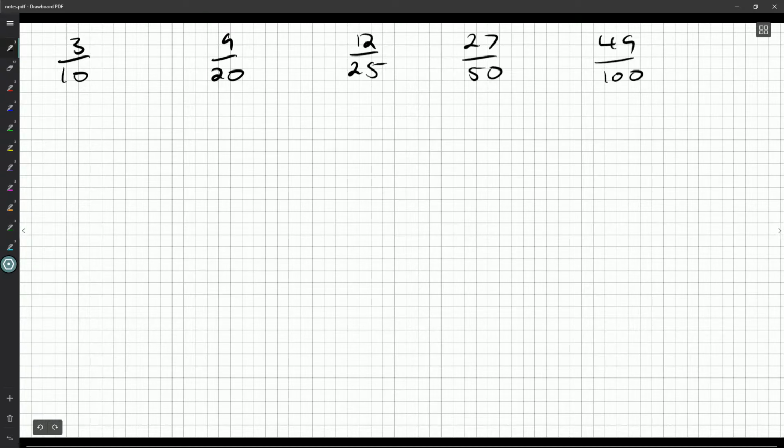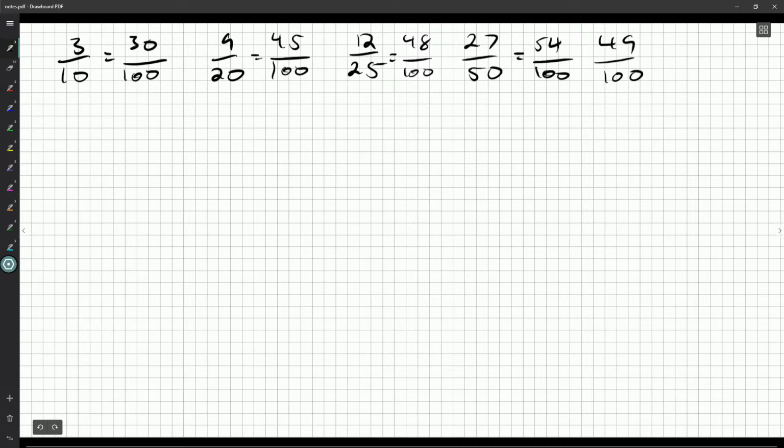And what we can do is we can change each of the other ones to have a common denominator of 100. How do you get from 10 to 100? You multiply by 10, so we'll get a 30 on top. How do you go from 20 to 100? You multiply by 5, so 5 times 9, 45 on top. 25 to 100, you multiply by 4, so we get 48 on top. And from 50 to 100, you multiply by 2, so we get 54 on top.